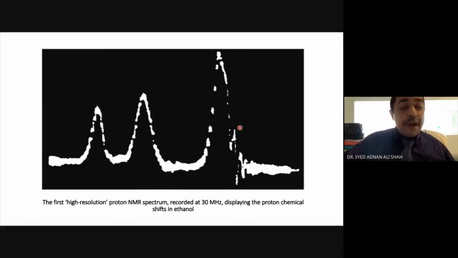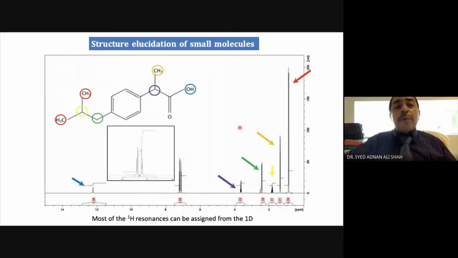This is the base of it. That is how this instrument analyzes the number of protons, the type of protons or type of nuclei in a sample. This was the first high-resolution NMR recorded, and the sample was ethanol. So the first topic is the structure elucidation of small molecules. I will not go into the detail. I am just showing how the spectrum looks and how this instrument helps to elucidate structure in different parts of the application.